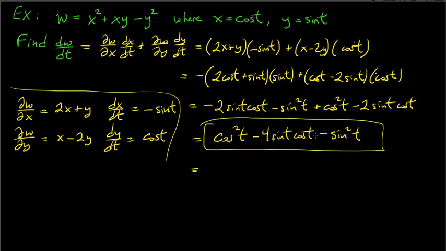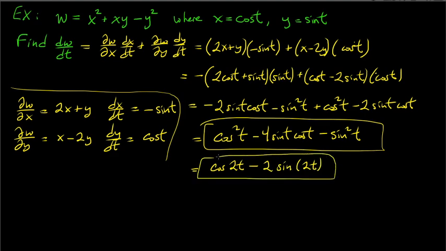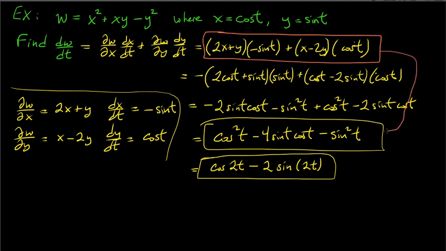If you really want to go one step further, right, cosine squared minus sine squared is just cosine of 2t, and then sine t times cosine t is 1/2 sine of 2t, so this is minus 2 times the sine of 2t. But either way is fine. Just don't leave it like this because, again, you're mixing your x's and y's and t's together. Write it all as a function of just t, either way. Okay.